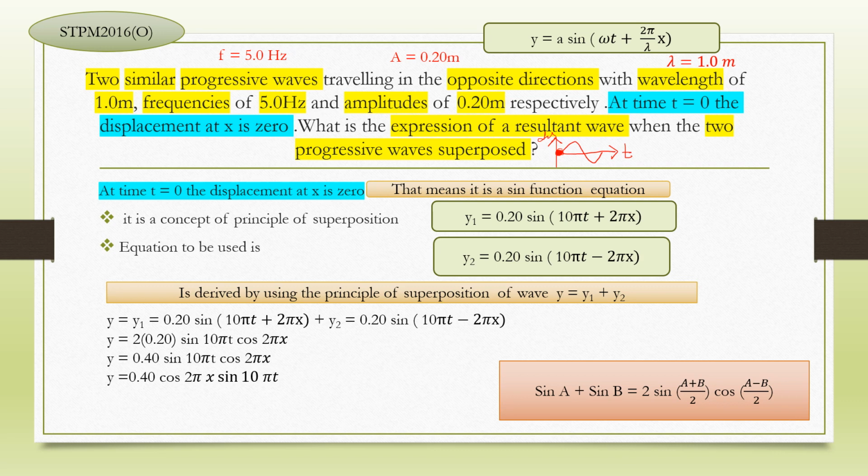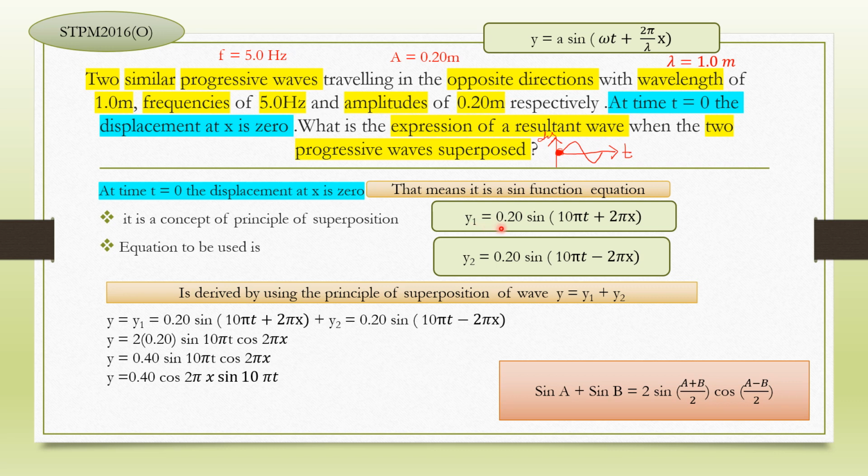What is the expression of the resultant wave when the two progressive waves superpose? We know when two progressive waves superpose, it will form a stationary wave or a standing wave. Okay, now let's check on the two similar progressive waves. Now, this is the concept of the principle of superposition. Okay, so go back to our basics here.